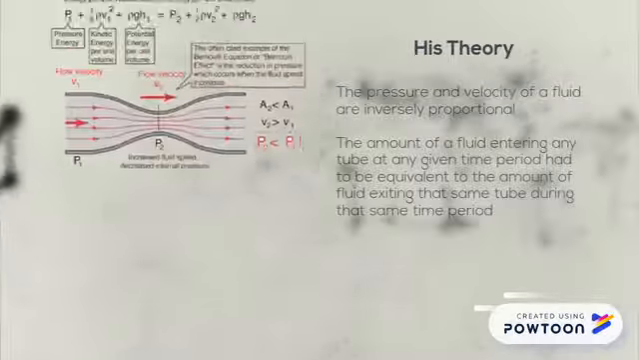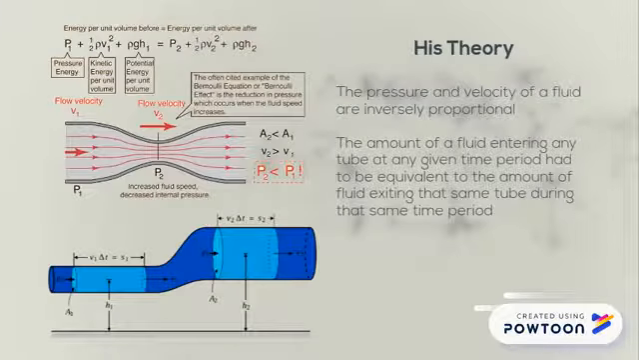Daniel Bernoulli had two critical theories. The first was that pressure and velocity were inversely proportional, and the second was that the amount of fluid entering a tube at any given period of time had to be equivalent to the amount of fluid exiting that same tube at that same period of time.